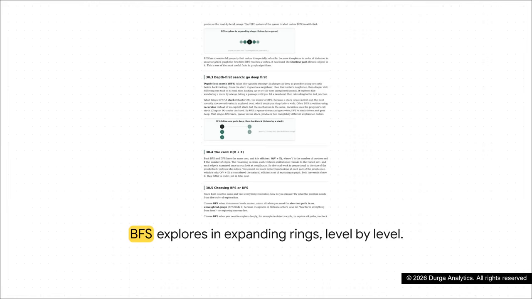Starting right from your initial vertex, which we'll call level 0, it visits all immediate neighbors at level 1. Then it hits all of their unvisited neighbors at level 2, just radiating outward like a ripple in a pond. It completely exhausts everything one step away before it ever even looks at something 2 steps away. And because it explores in this strict order of distance in an unweighted graph, the very first time BFS reaches a target vertex, it is mathematically guaranteed to have found the absolute shortest path.